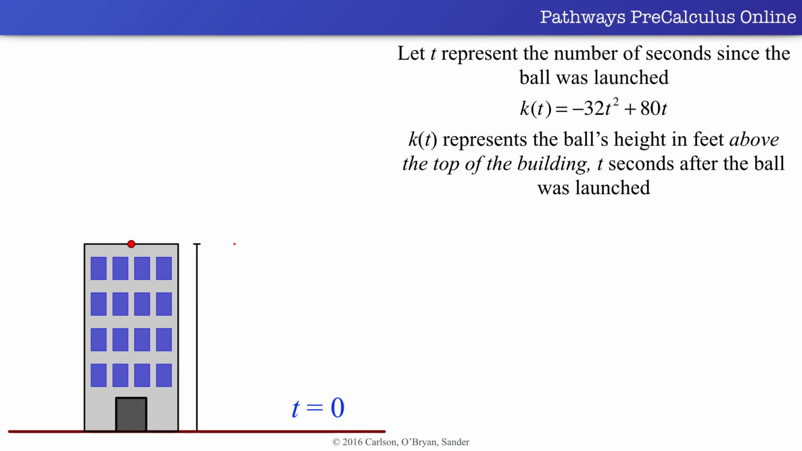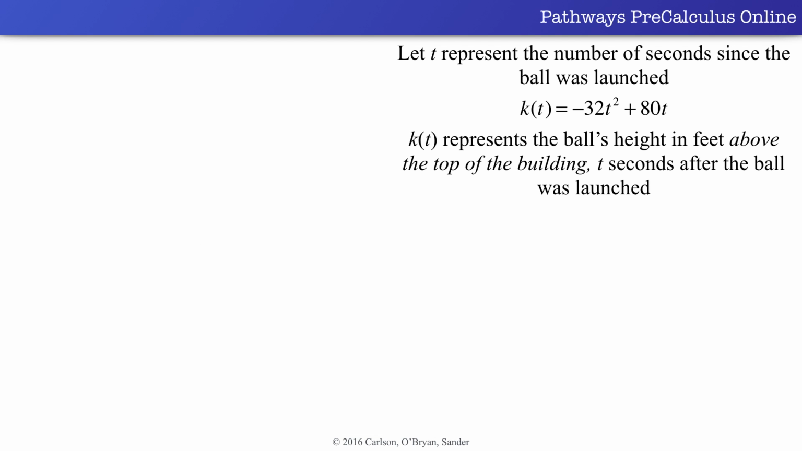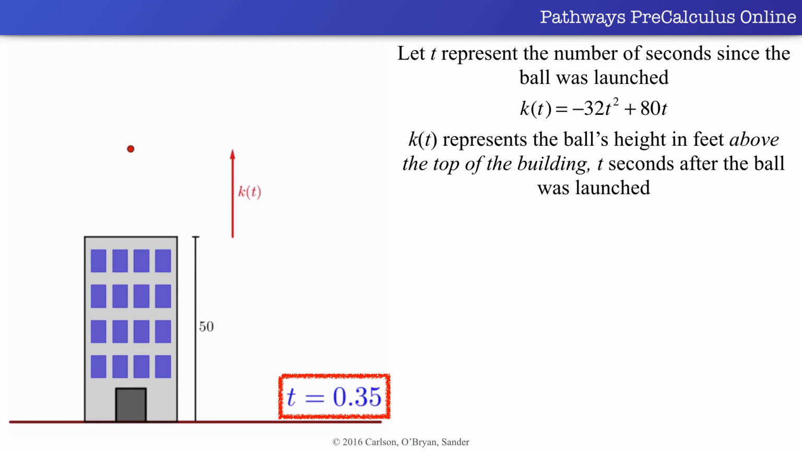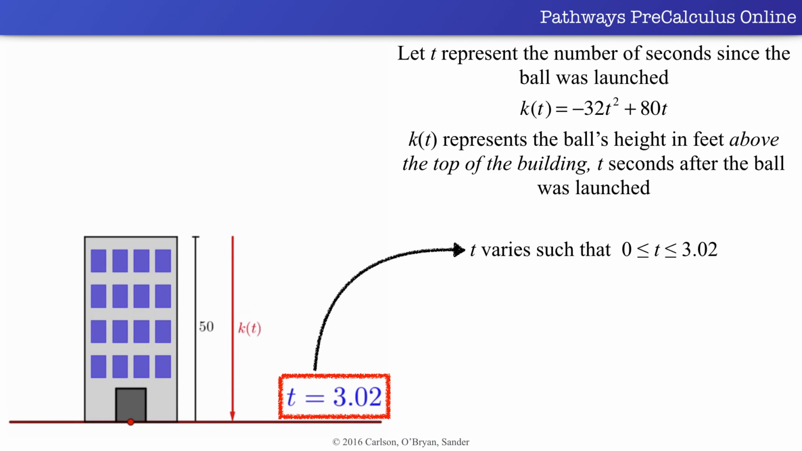When the ball is launched, t equals 0. When the ball hits the ground, t equals 3.02. As the ball travels, the time since the ball was launched increases continuously from t equals 0 to t equals 3.02. Therefore, t assumes all values between 0 and 3.02, including 0 and 3.02.